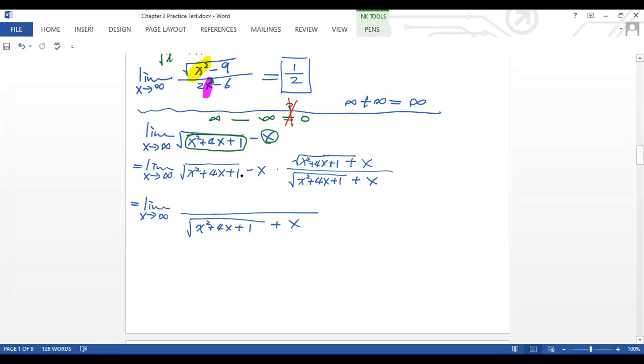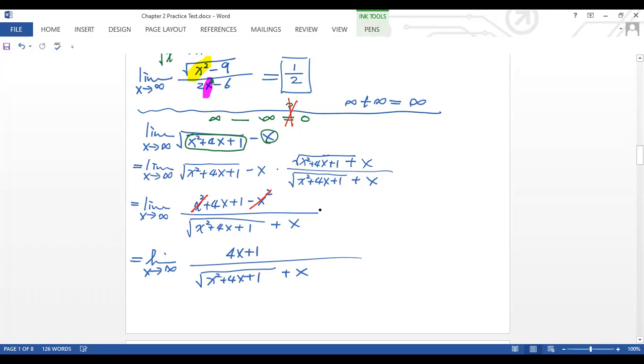It's a minus b times a plus b, so it's a squared minus b squared. So it's x squared plus 4x plus 1 minus x squared. Okay, so let's simplify a little bit. The x squared cancels, so the top is 4x plus 1, over the square root of x squared plus 4x plus 1 plus x, as x approaches infinity.